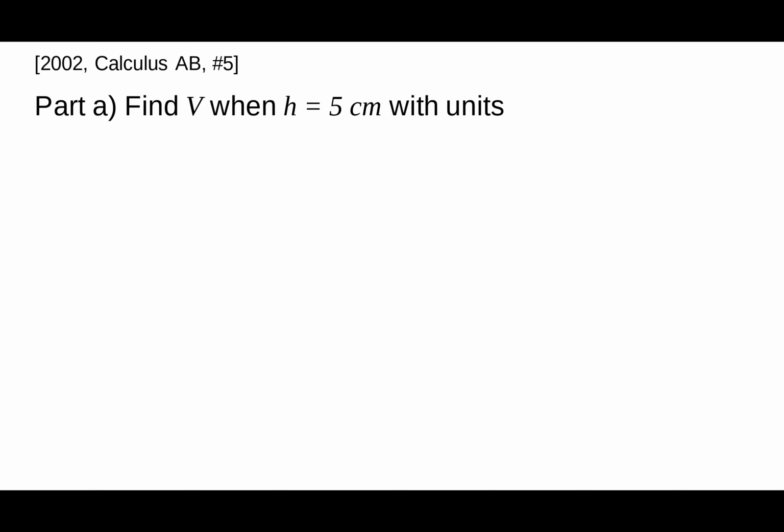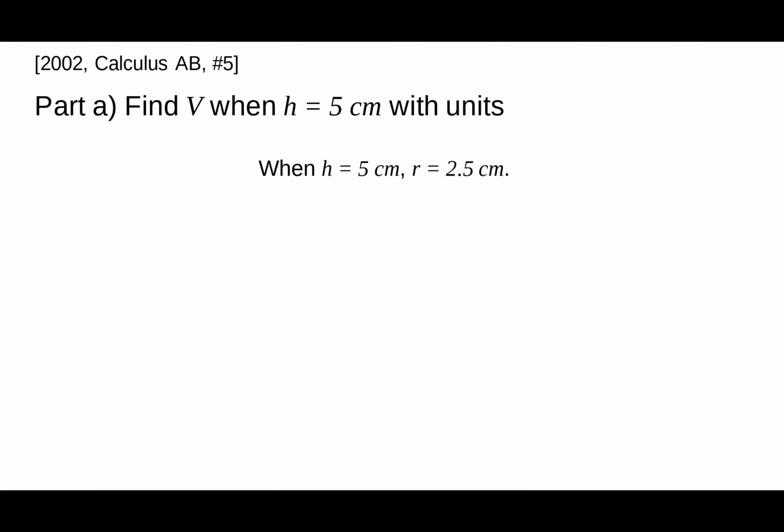This question is from the AB exam 2002, number 5, which is not a calculator active question. In the question stem, we're given a diagram of a conical shaped tube upside down and some various other dimensions. Using similar triangles in this question, we can determine that the radius of the cone is half the height of the water. We are asked to find the volume of water when the height of the water is 5 centimeters, and give the correct units.